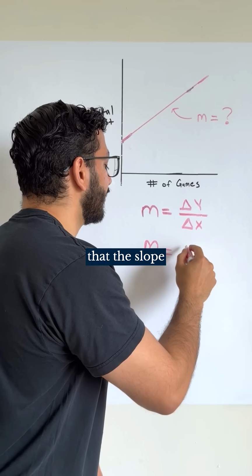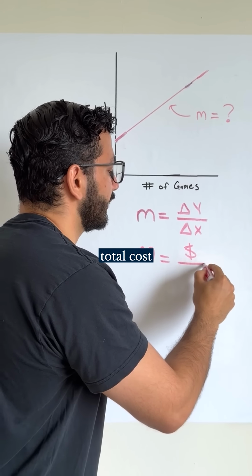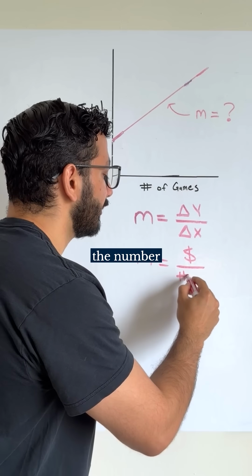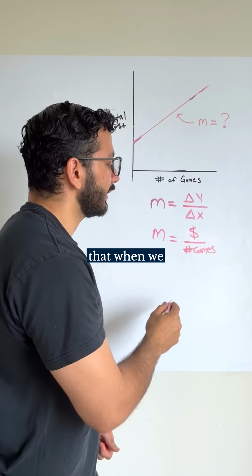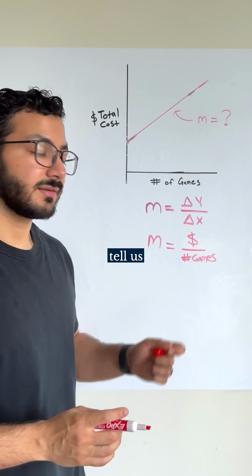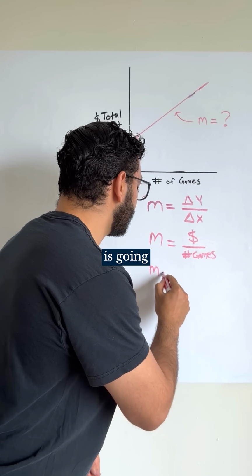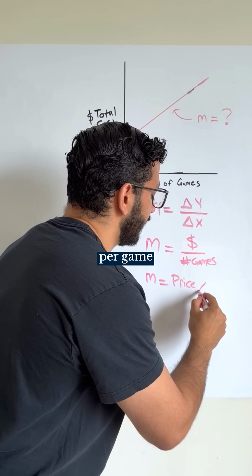So I know that the slope is going to be the change in my money, in the total cost, over the number of games. And we know that when we divide money by the number of games, that's going to tell us the price per game. So in that case, m is going to be equal to price per game.